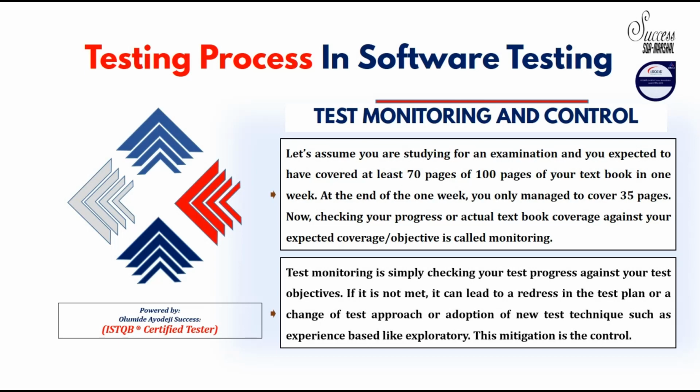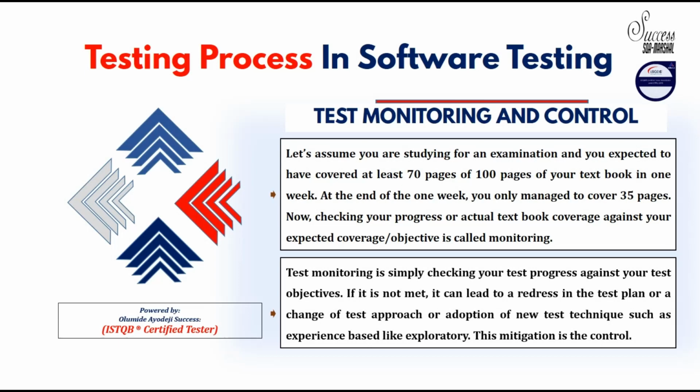That can be a real issue, and it could pose a risk on the software quality. Now, let's say the objective is not met when you have compared your test progress against your test objective. Then it can lead to a readdress of the test plan. Why a readdress of the test plan? It's simple. It's just to look for how can we make things happen, how can we correct things. And that is exactly what is called test control.